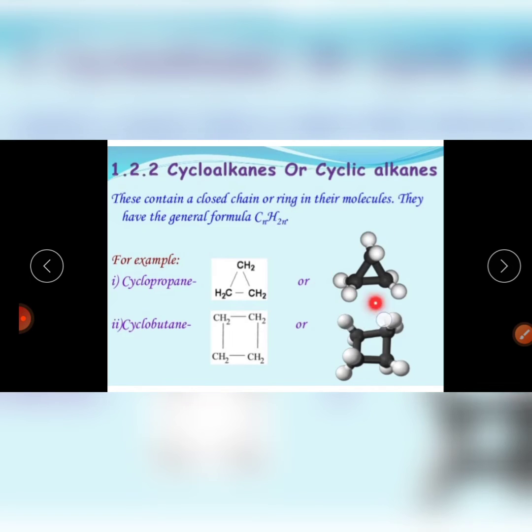As we can see on these slides, we have these two cyclic structures. These are cyclic in nature, that's why they are termed cycloalkanes, which consist of only carbon-carbon single bonds. As you can see in cyclopropane, we have only carbon-carbon single bonds, and this is a ring structure. Similarly, in cyclobutane, we have only single bonds between the carbon atoms, and it has a cyclic structure. So that's why they are termed cycloalkanes, or cyclic alkanes.